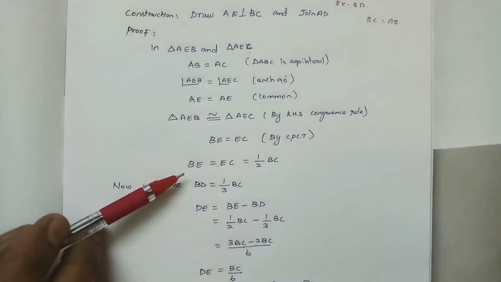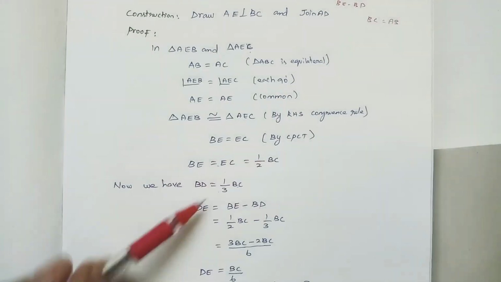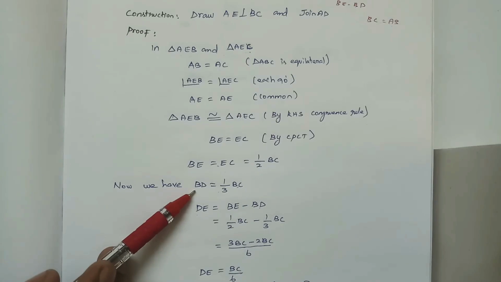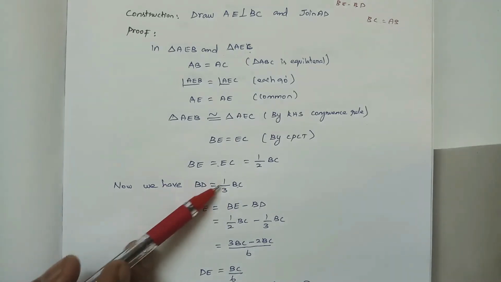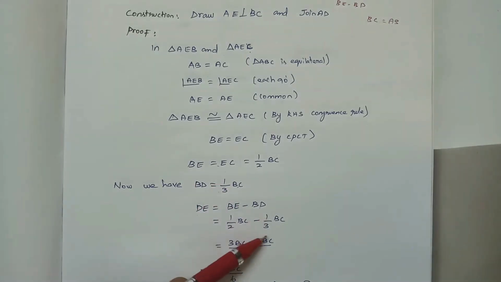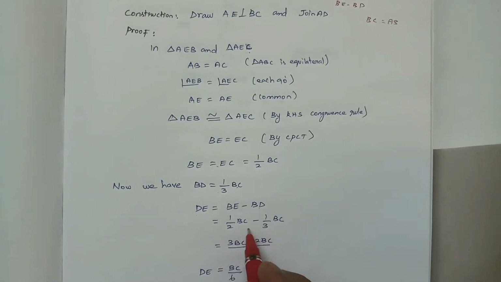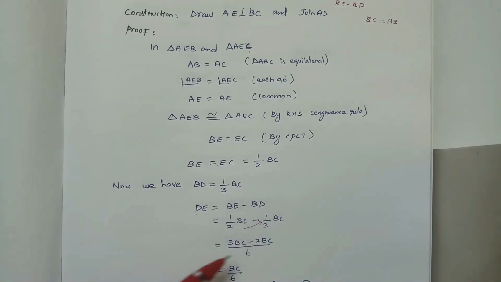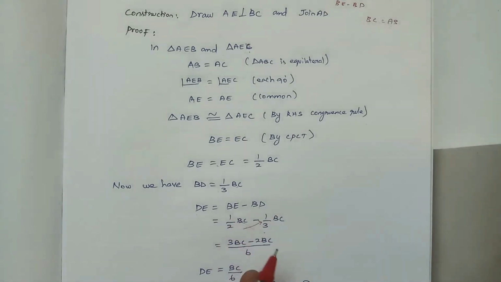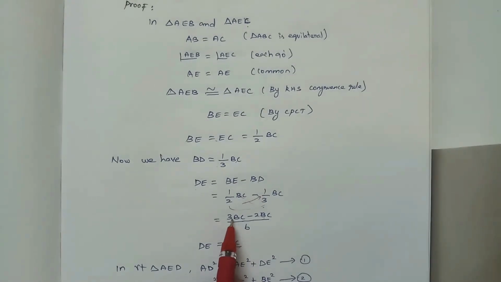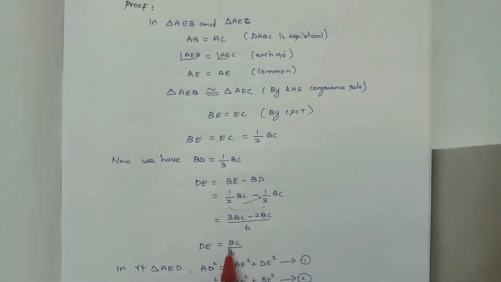What is BE? Already we have found it: BE in terms of BC is 1 by 2 of BC. And BD is given in the question as 1 by 3 of BC. Just take the LCM and cross multiply. So it is 3 into BC minus 2 into BC divided by 2 into 3, which is 6. 3 BC minus 2 BC is nothing but BC, so DE is BC by 6.